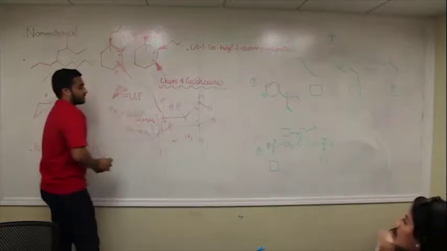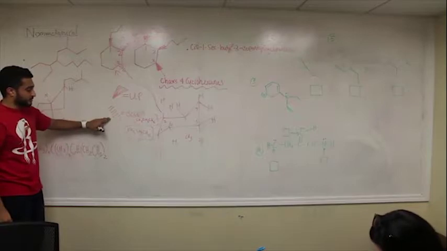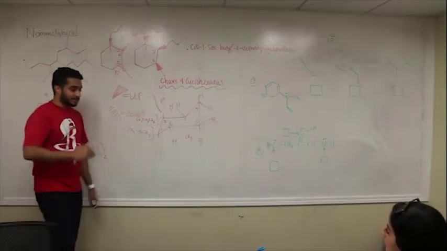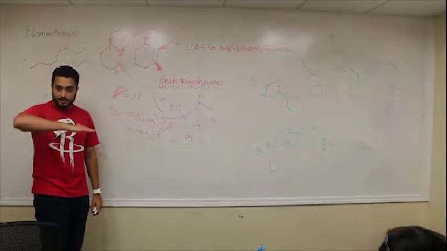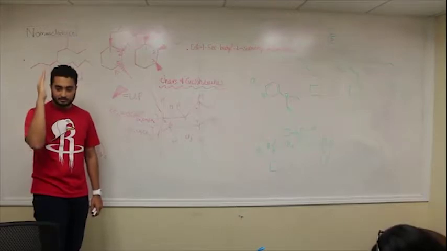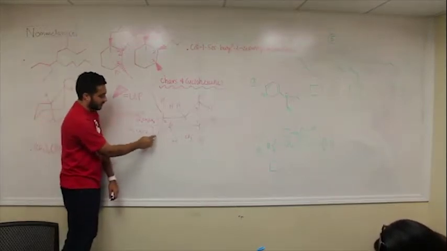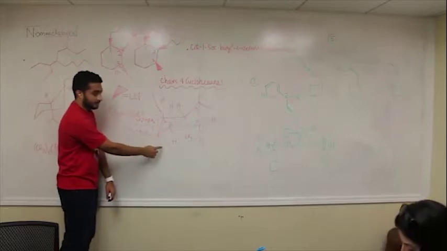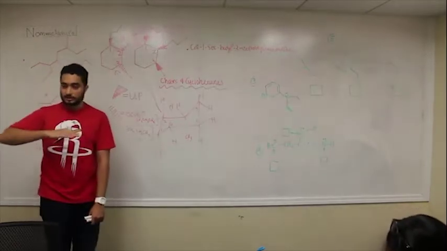Okay? So takeaways: wedge means up, dash means down. Equatorial means not going up and down because the equator goes like this, right? So you can think of it like that. The equator is not up and down. It's like this. Okay, so that's why the one going up and down is referred to as axial, and the one going at an angle is referred to as equatorial, going on the equator. You can remember it like that.